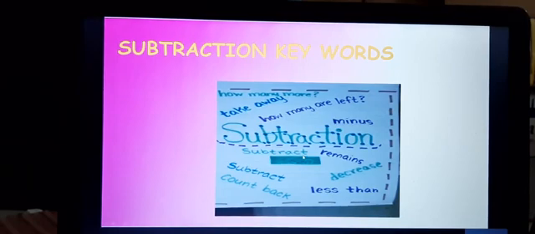So you have to be clear about what kind of keywords can be asked whenever a question is about subtraction. In addition, we used more than, which means plus 1; here less than means minus 1, or minus the given number. So you have to be clear with the keywords of this particular operation.